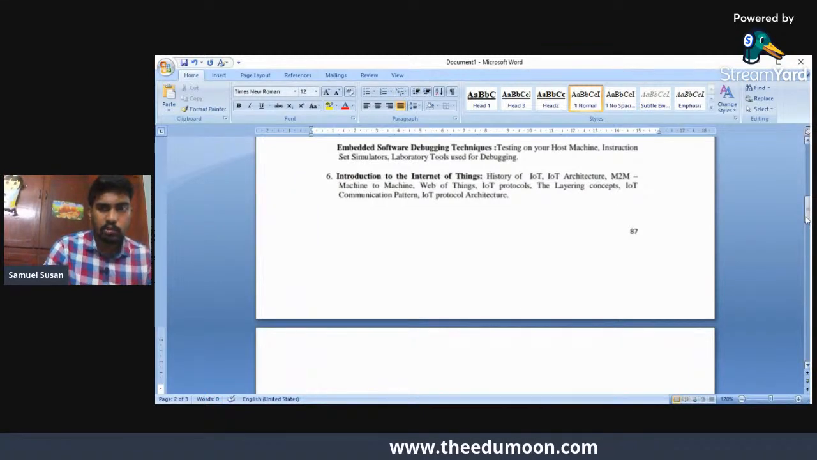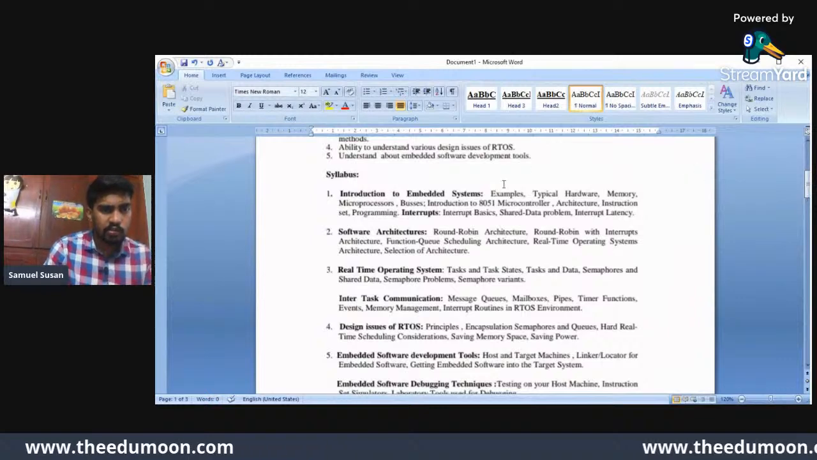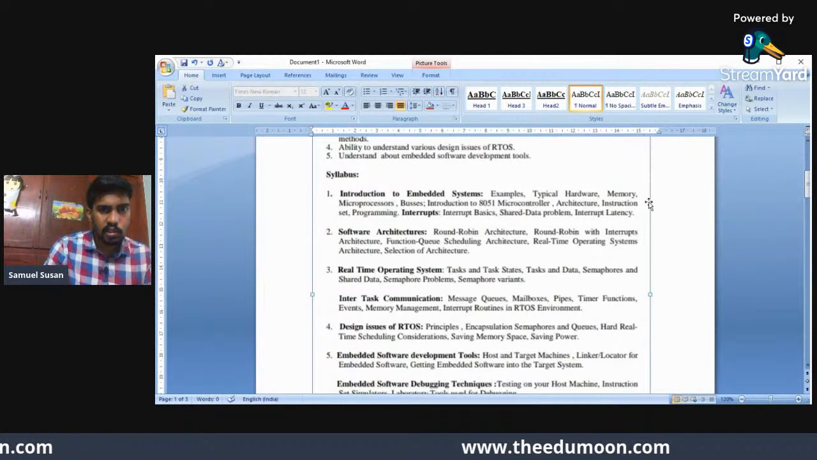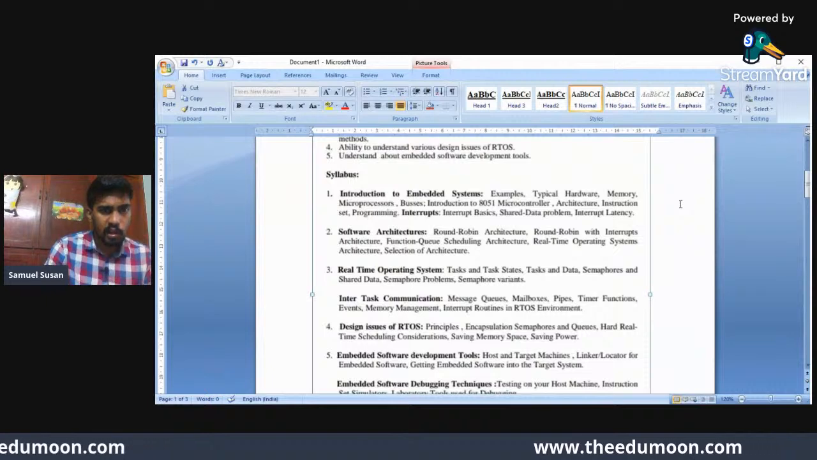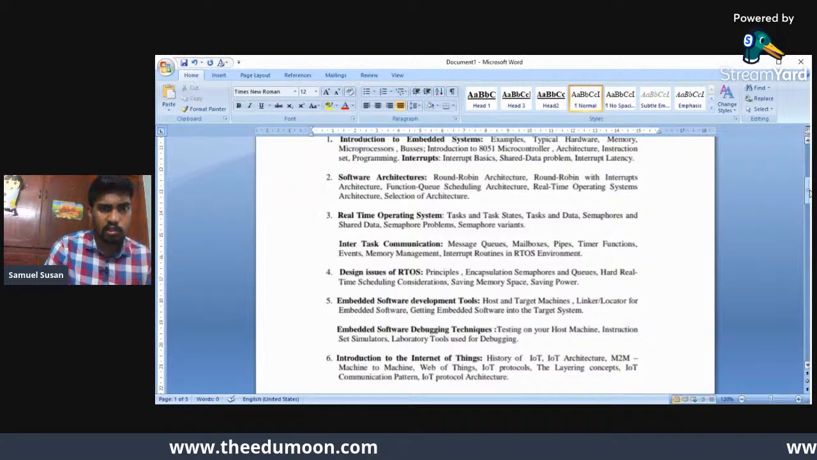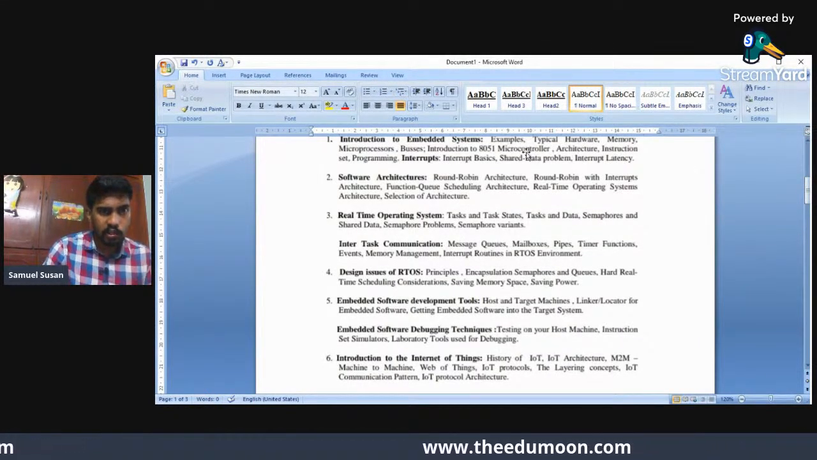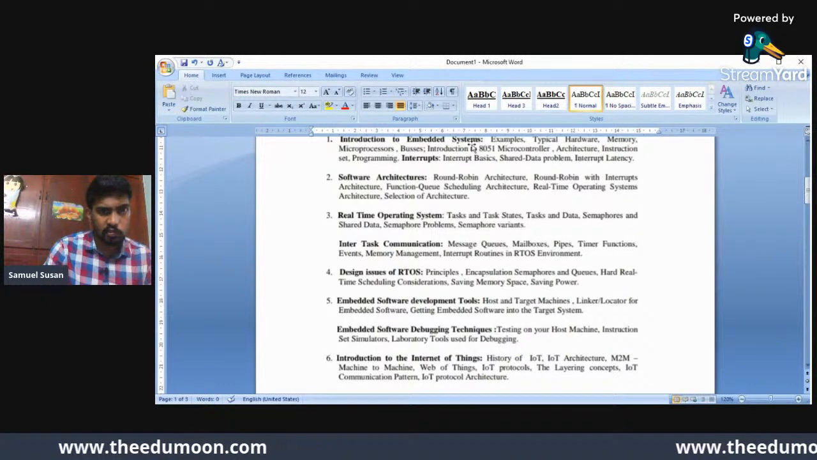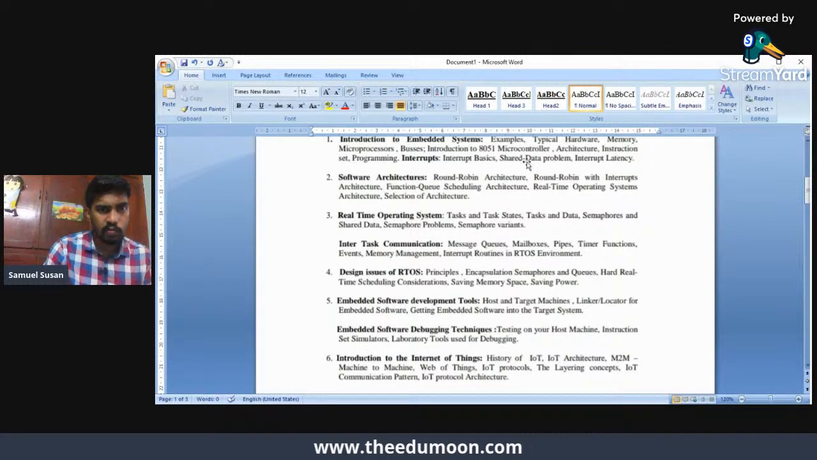As you could see, this is the syllabus of embedded systems for the 4th year first semester. In the first chapter we have the introduction to embedded systems. Generally we study the basics of typical hardware, memory, microprocessors, buses, and then the topic called introduction to microcontrollers. In this chapter we can expect questions from the 8051 microcontroller and its architecture, and the interrupt basics and shared data problem. So let us see the important topics in 8051 first of all.